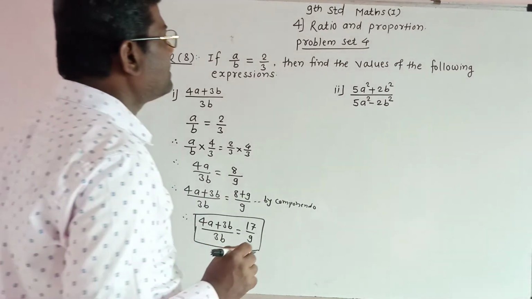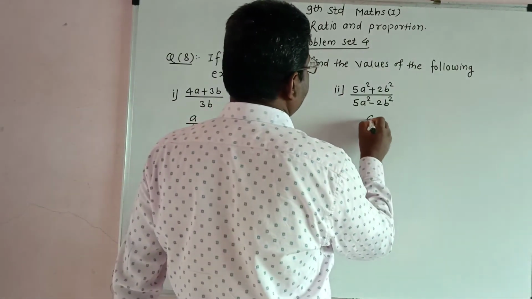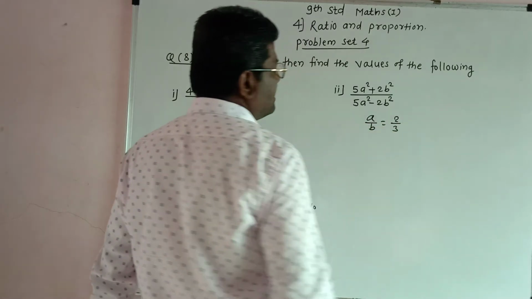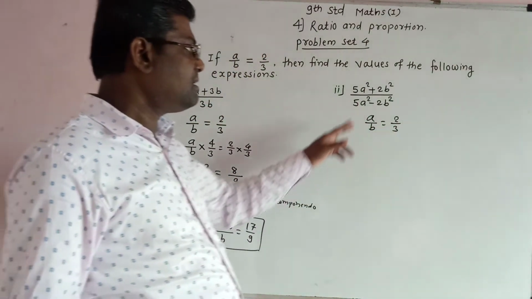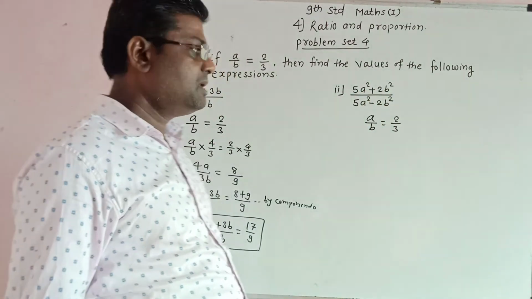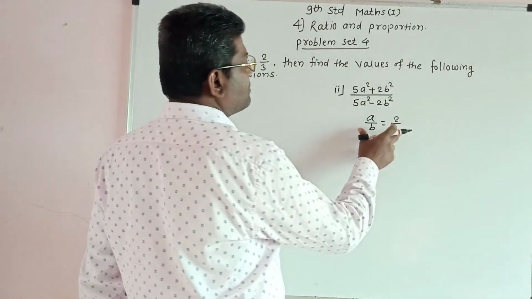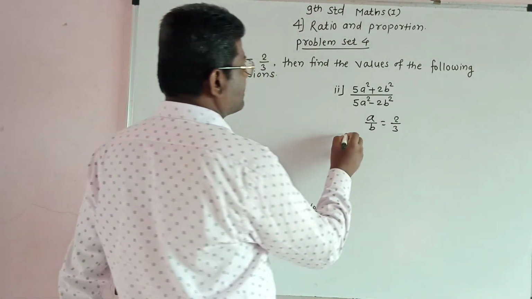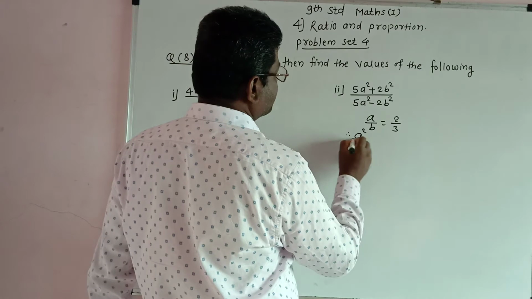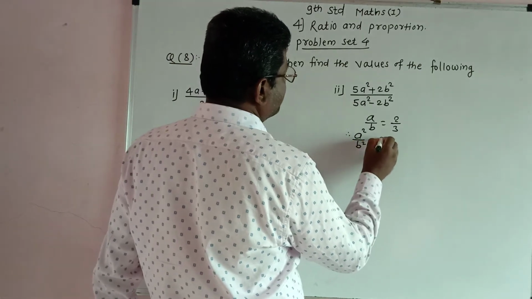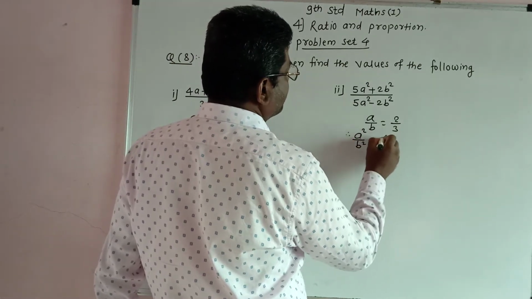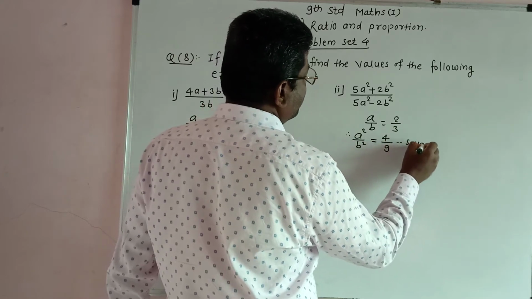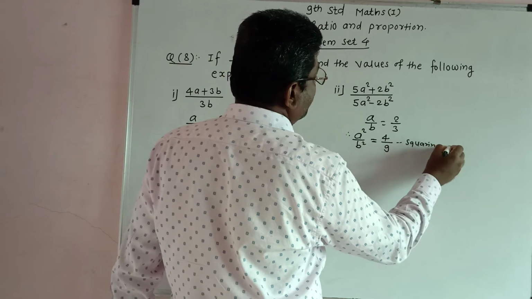Now example number 2. A upon B is equal to 2 upon 3. In the example, there is a term A square and also B square. Therefore, we have to square on both sides. Therefore, squaring on both sides, A square upon B square is equal to 2 square is 4 and 3 square is 9. The reason is squaring on both sides.